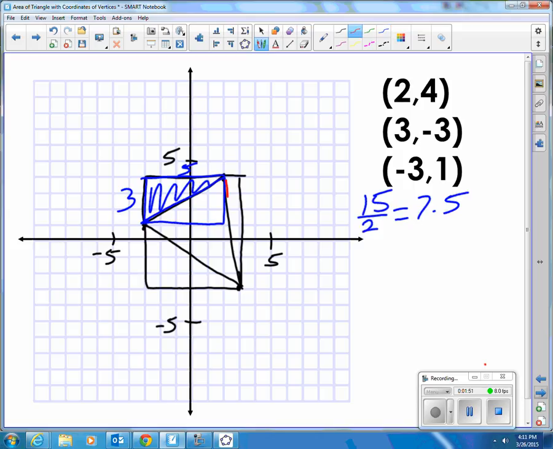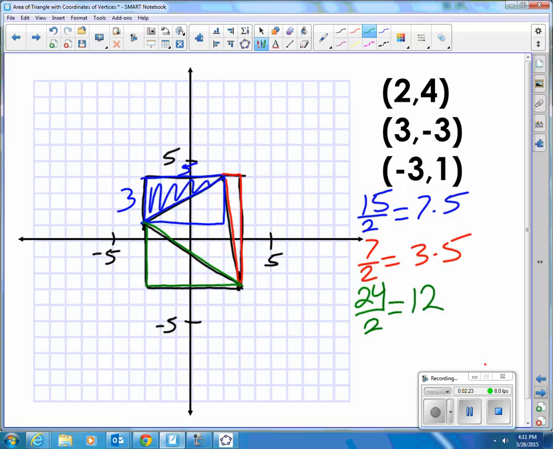Well, this triangle here, the rectangle that would have 2 that size would have an area of 1 times 7, would be 7. But the triangle itself is only half of that. And this last triangle is 4 by 6. So if it were a rectangle, it would be 24, but only half of that rectangle is the triangle itself, area of 12.